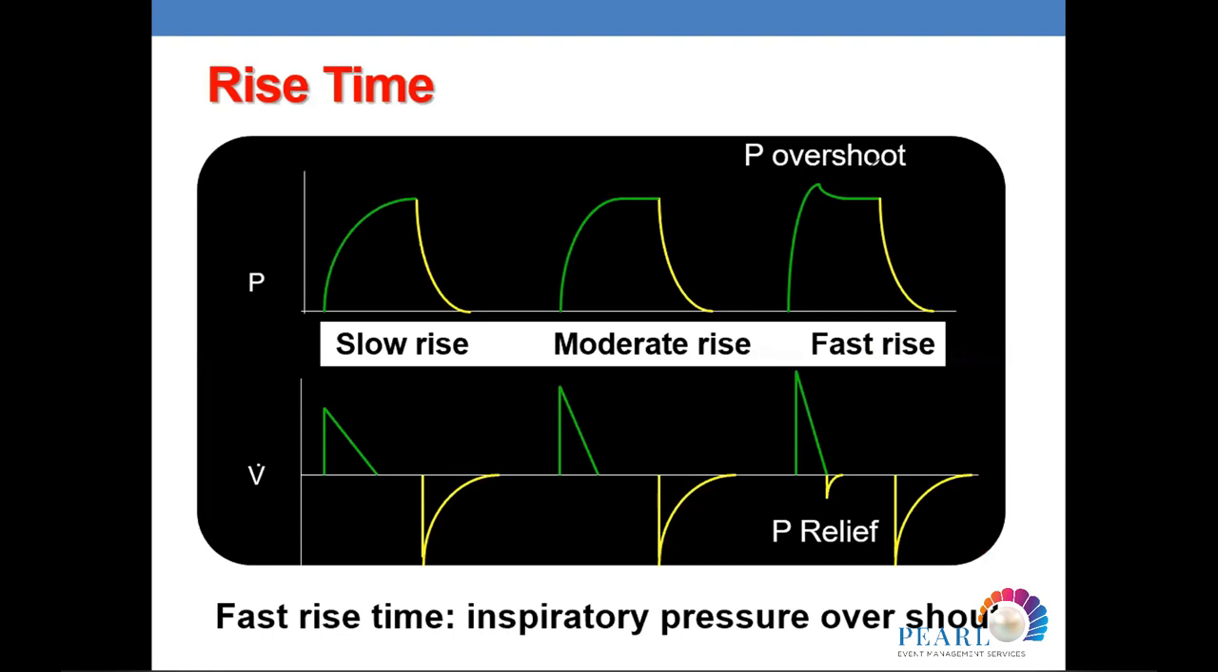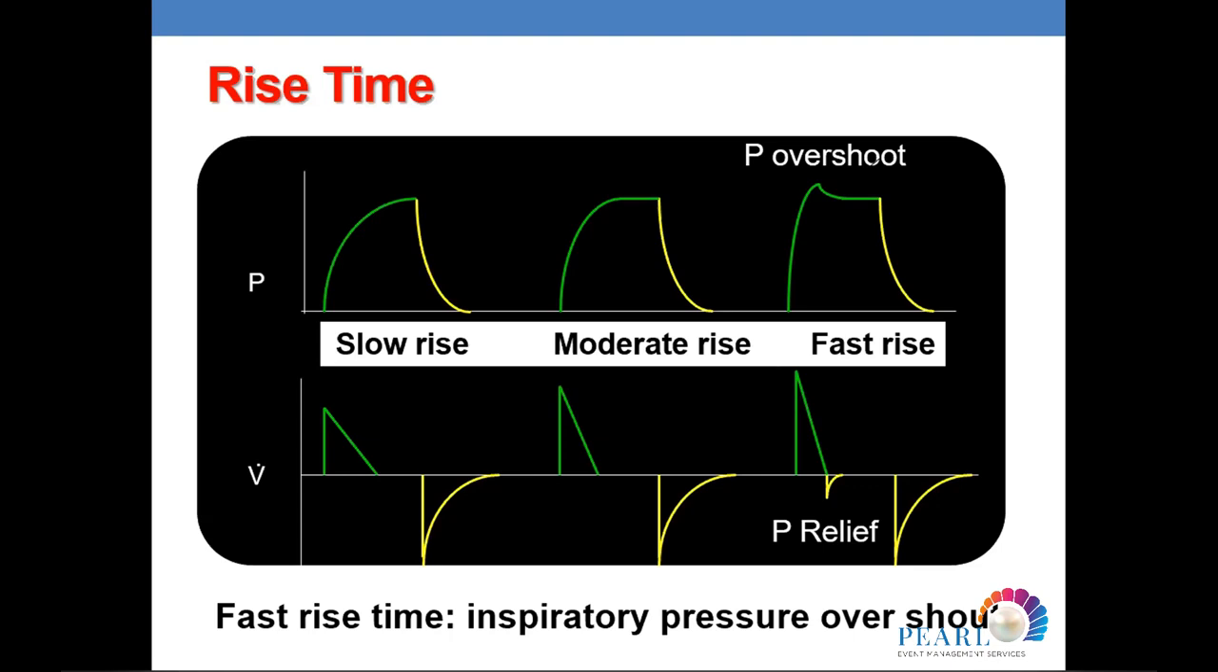Okay. So first we'll start with the rise time. This is the time from the initiation till you reach your target. What I want is a moderate rise. Why? Because if I make it very slow, there is not much time kept in the plateau. So by this way, you lose some of the tidal volume. If you make it slow, you lose volume.